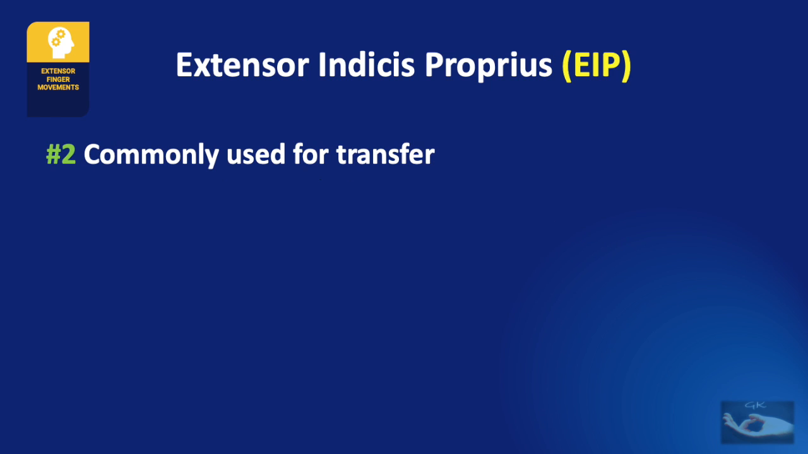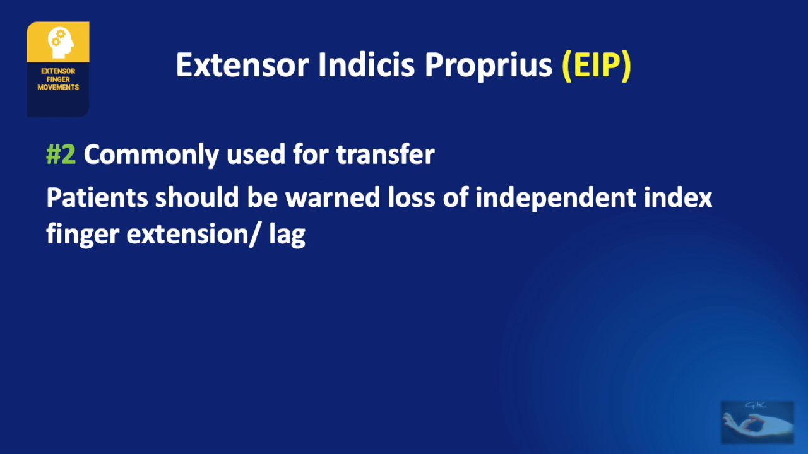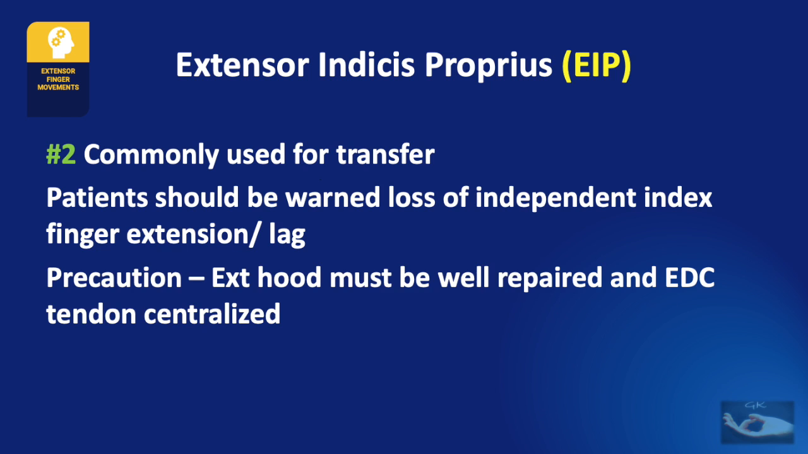The second important point to remember about the EIP is that it is a commonly used muscle for transfer. But when this transfer is done, patients should be warned about loss of independent index finger extension or a lag that develops in the index finger. And to prevent this problem, the extensor hood must be well repaired after harvesting the tendon, and the EDC tendon to the index finger must be centralized.